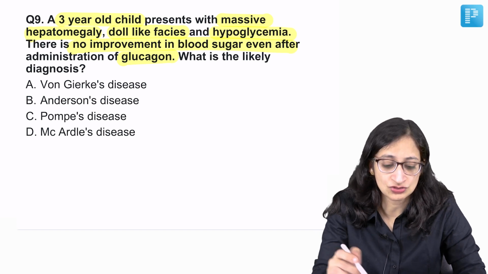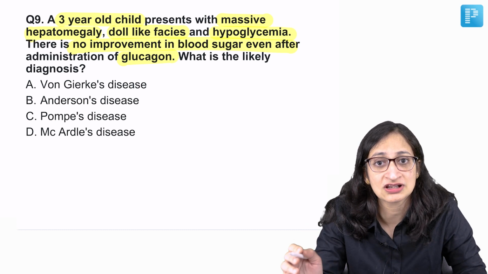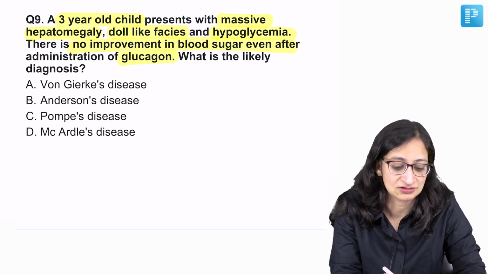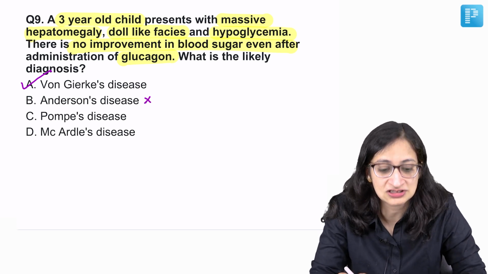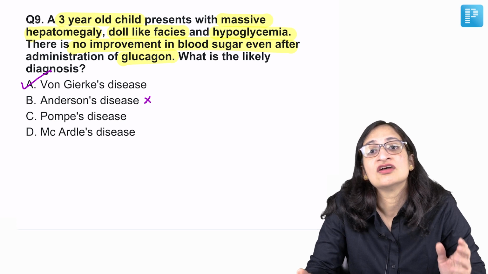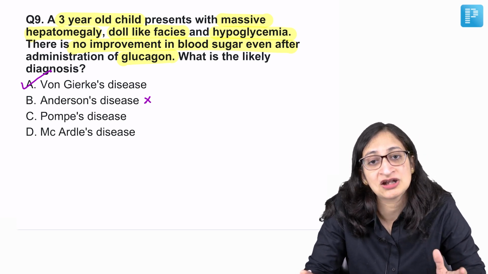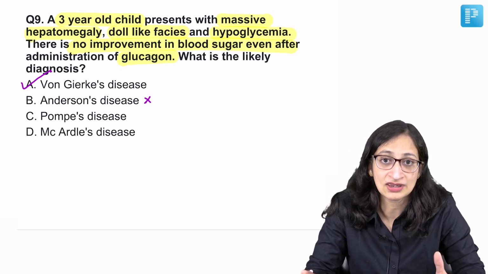Yes, very good. So this is typically a case of Von Gierke disease or type 1 glycogen storage disorder, where you have glucose 6-phosphatase deficiency, right? So Anderson disease will not present like this. Anderson disease is the branching enzyme deficiency, where you can get more of hepatosplenomegaly and features of hepatic failure, hepatic dysfunction. There can be some bit of muscle involvement as well, okay?